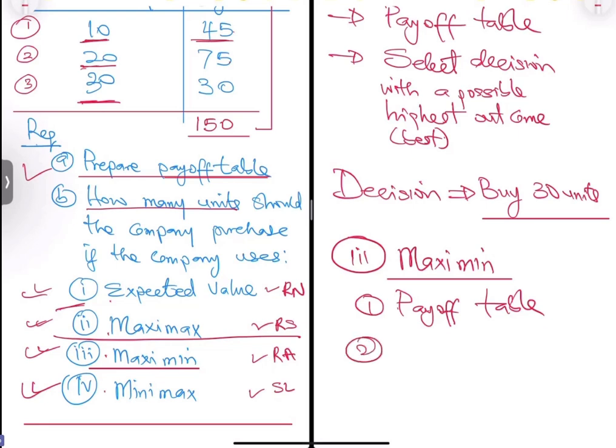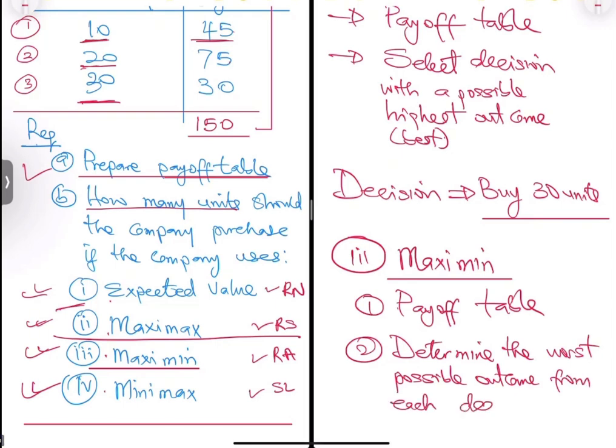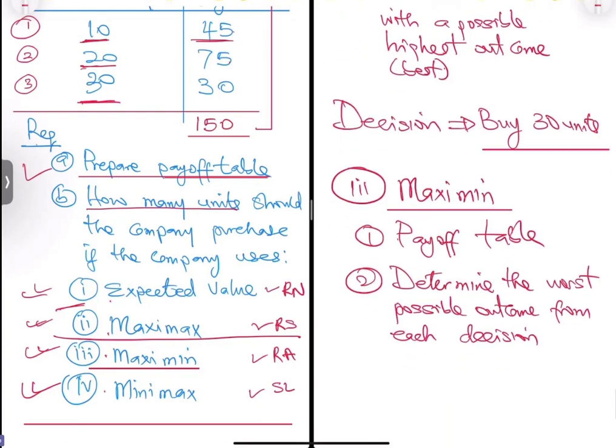Then based on our payoff table, we need to determine the worst possible outcome from each decision. So determine the worst possible outcome. That is worst case scenario. Worst possible outcome from each decision. So let's do that quickly before we go to the next step.